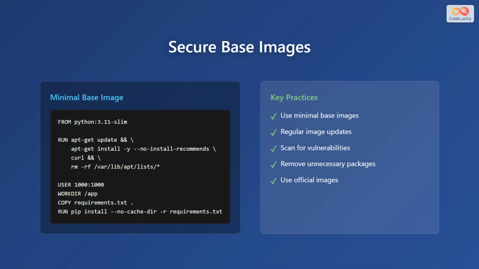Now, let's talk about securing base images. A key practice is to use minimal base images. Here's an example of a Dockerfile using a minimal Python base image. We update the package lists, install only the necessary packages like curl, and then clean up the package list to reduce the image size. We also switch to a non-root user with user ID 1000:1000, set the working directory, copy the requirements file, and install the Python dependencies using pip.